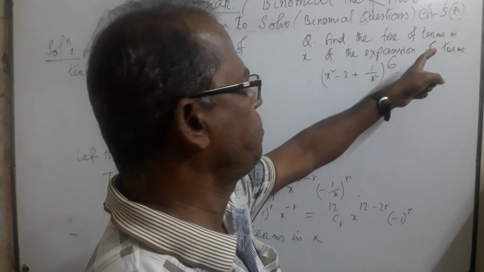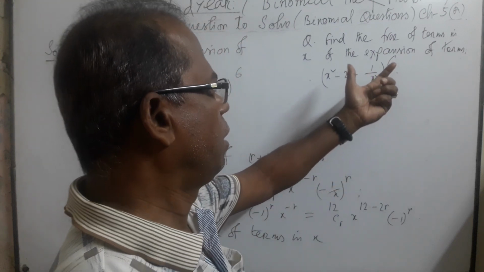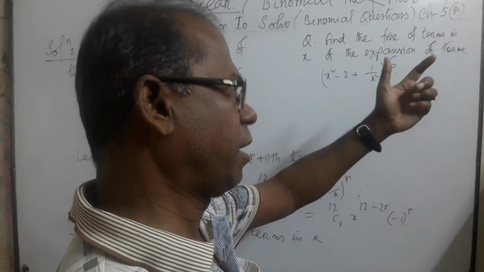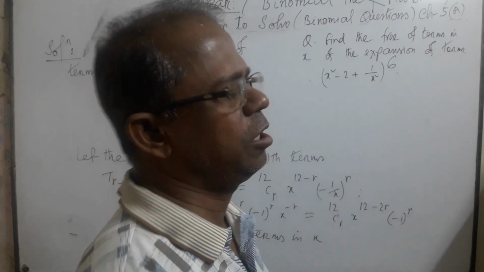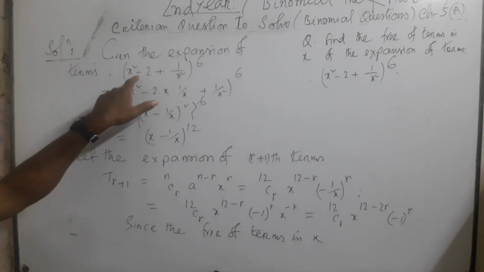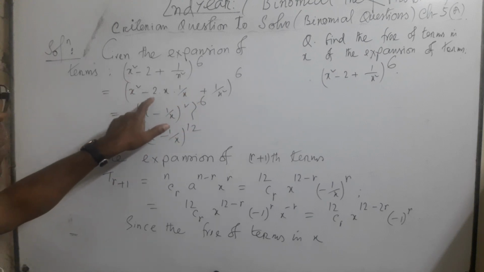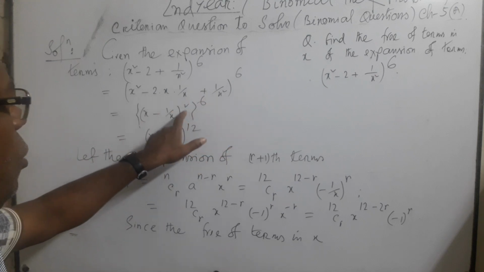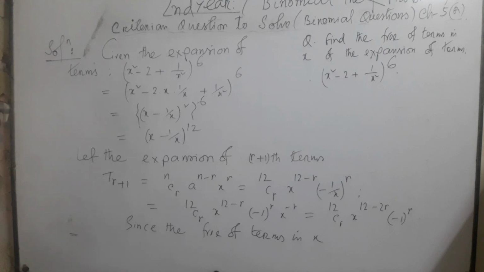Find the free term, the term independent of x, in the expansion of (x squared minus 2 plus 1 by x squared) whole to the power 6. This question is easy if you think deeply. Since a squared minus 2ab plus b squared equals (a minus b) whole squared, and 6 times 2 equals 12, the expression becomes (x minus 1 by x) whole to the power 12.